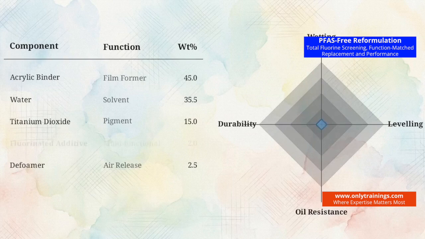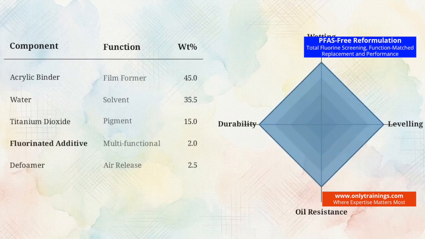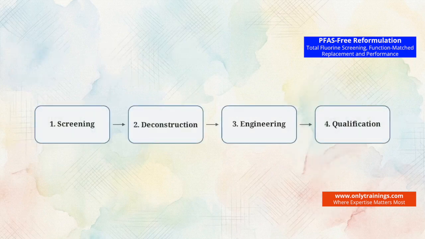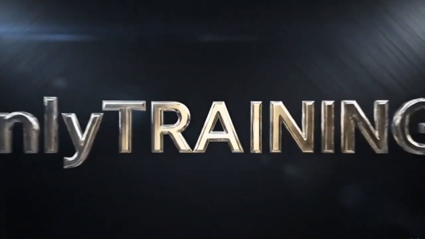Formulators routinely fall into the drop-in fallacy, hunting for a single fluorine-free molecule to replace a complex fluoropolymer. But deleting that ingredient triggers an immediate cascading collapse across multiple metrics. Wetting, leveling, oil resistance, and durability all crash simultaneously. Rebuilding that performance requires a rigorous 4-step reformulation architecture.